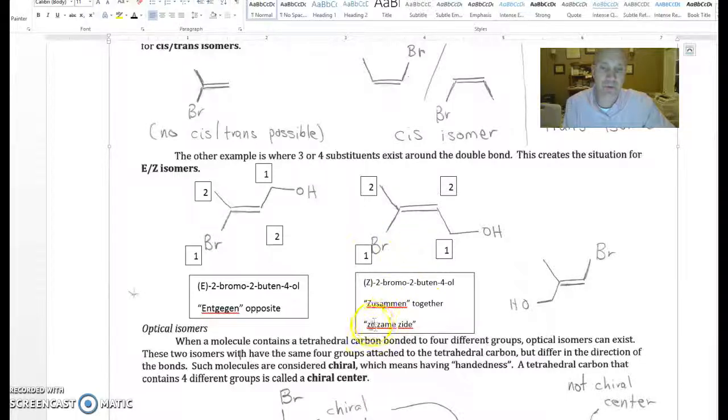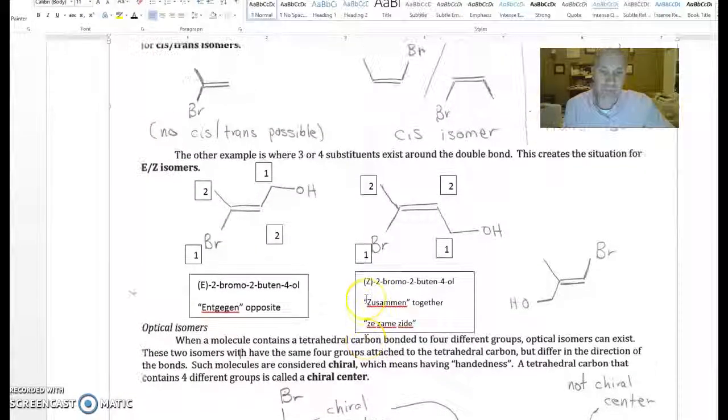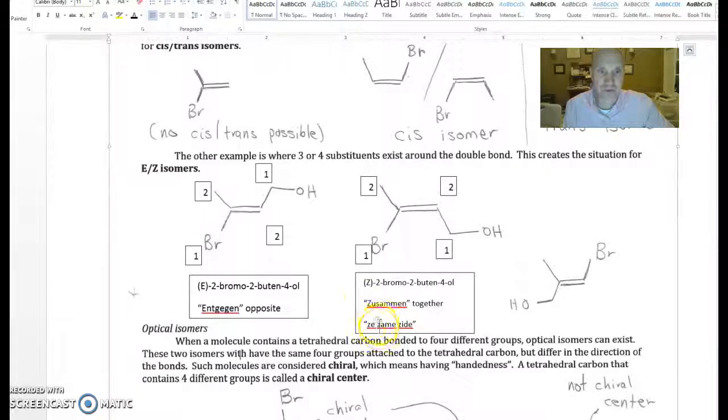But the easy way to remember this is if you were to imagine somebody that had a German accent trying to say the same side. They might say "ze same side." When you do that, just remember that's the indication that that's going to be your Z isomer.